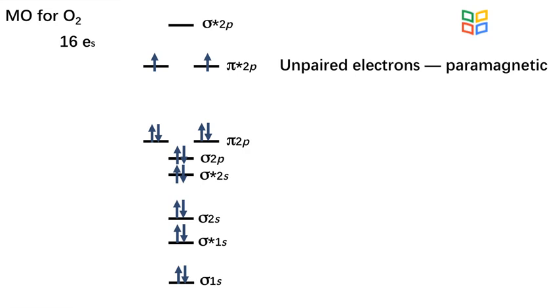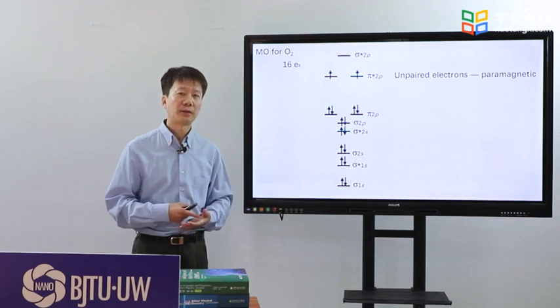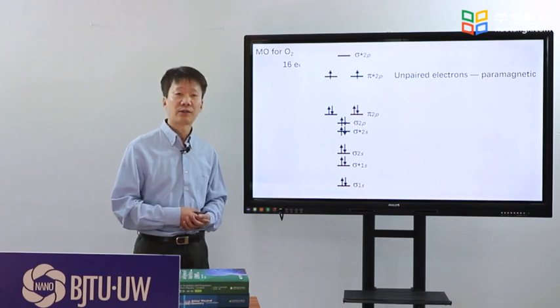But the chemical structure of oxygen from valence bond theory cannot be used to explain the paramagnetic property of oxygen. Now, using molecular orbital theory, the origin of the paramagnetic property of oxygen is clarified successfully.